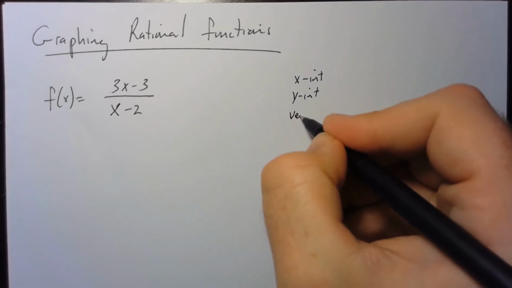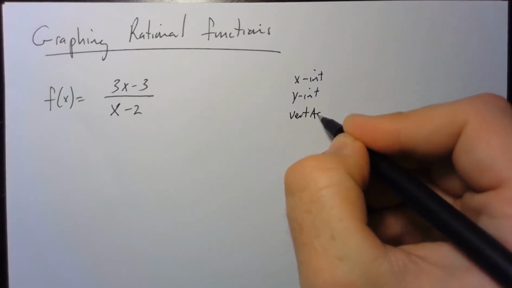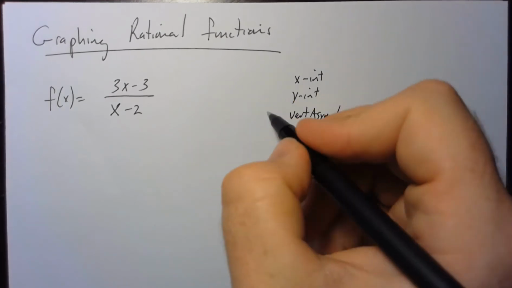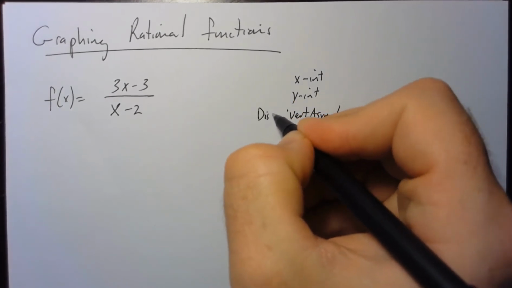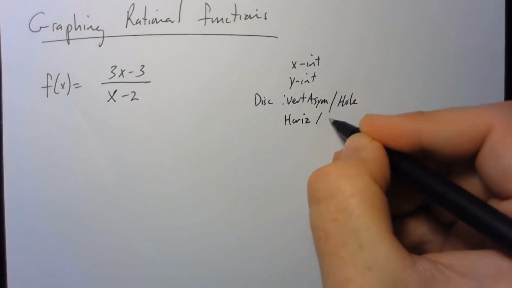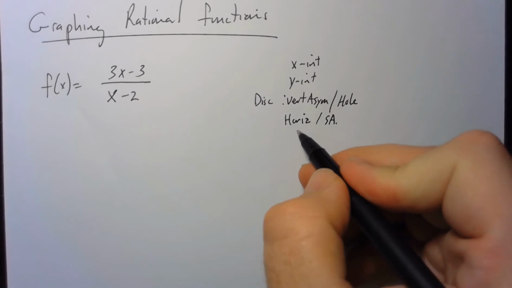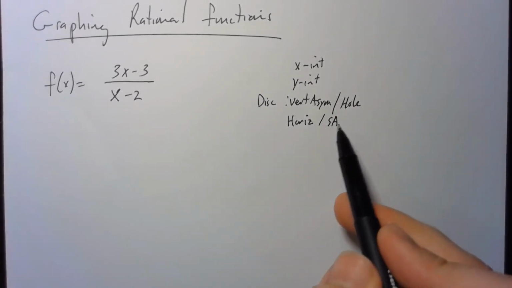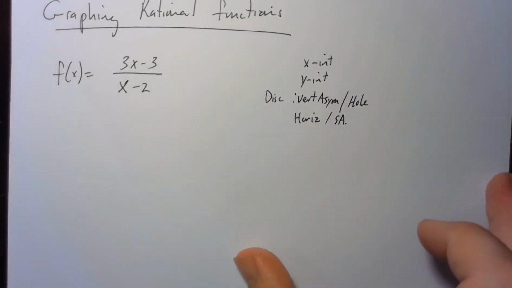We then will want to identify your vertical asymptotes and holes, where there are any. I put those together because those correlate with your discontinuity values. You will then have to identify your horizontal asymptotes, if there are any, and your slant asymptotes. Again, you'll either have one or the other. You'll never have both. In some cases, you might not actually have horizontal asymptotes, but in most cases, you will.